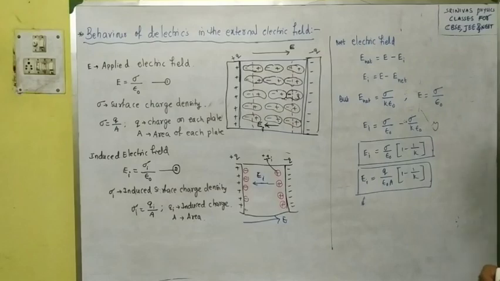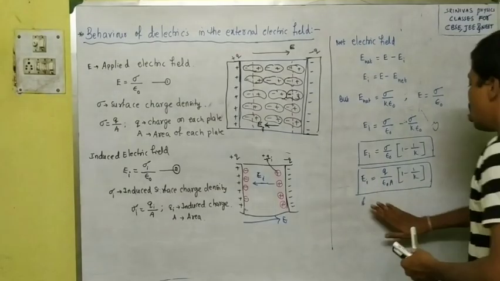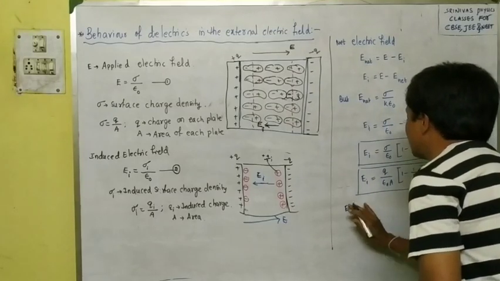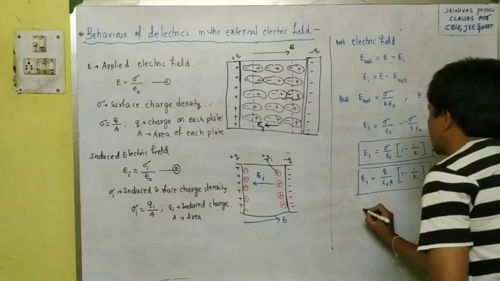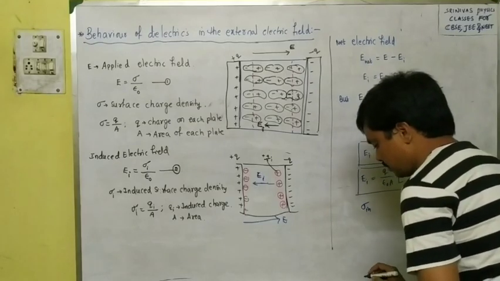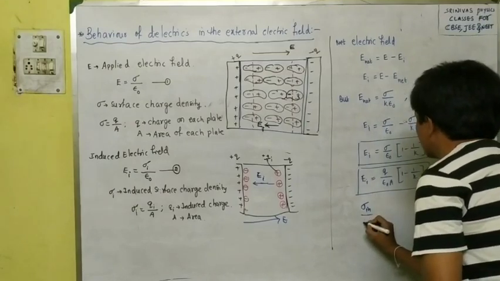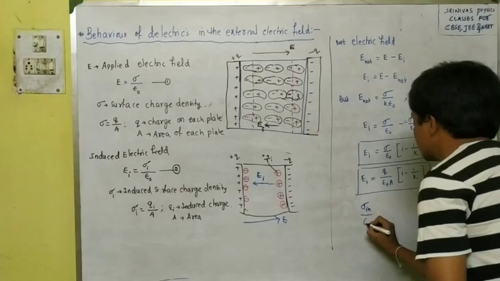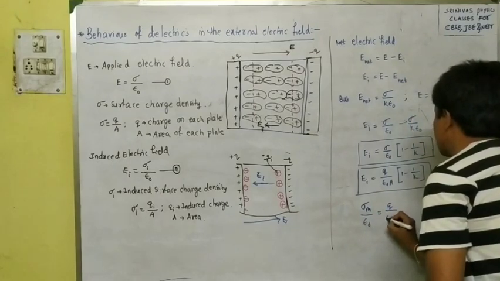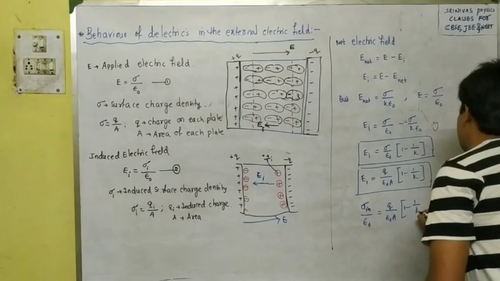And from this I want to find out the induced charge. How to find out the induced charge? Then the induced electric field we write as sigma induced by epsilon naught is equal to q by epsilon naught A into 1 minus 1 by k.